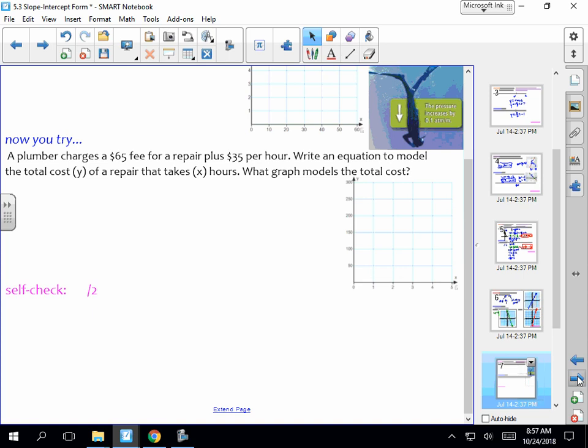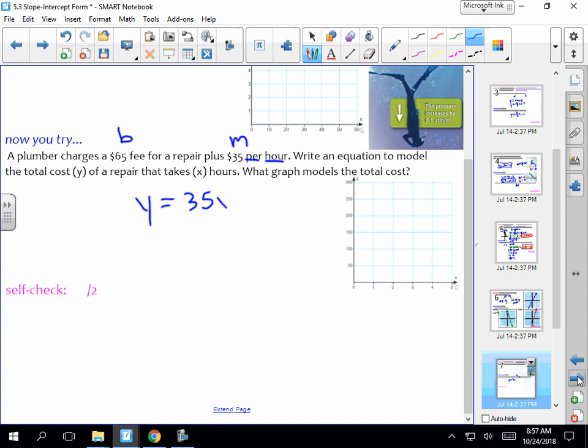This is a plumber charges a $65 fee for a repair plus $35 per hour. So we've got a y-intercept in here. The $65 fee is the y-intercept. The $35 per hour is the slope. When you see that per something, it's referencing a rate of change, which is the slope. So my equation would be y equals 35x plus 65. So we've already written equations like that. Now we're just connecting it to slope and y-intercept.